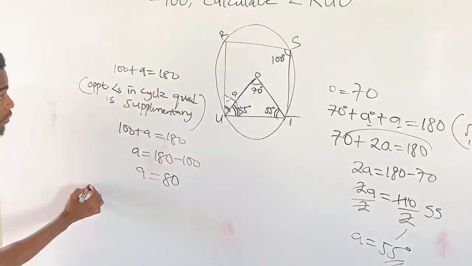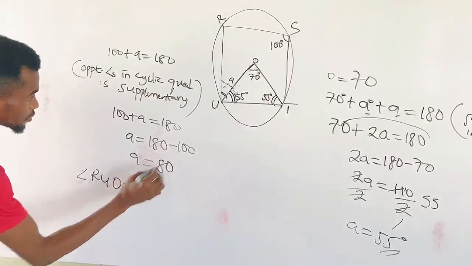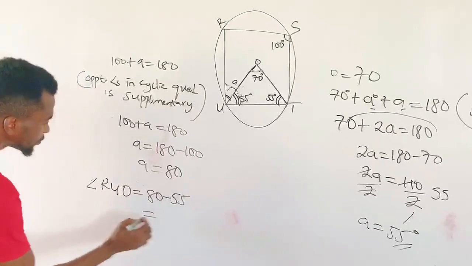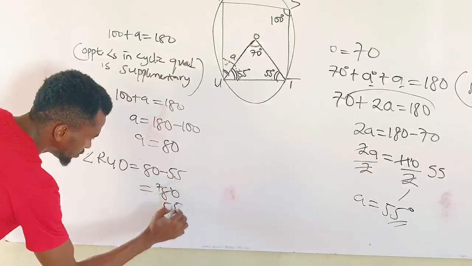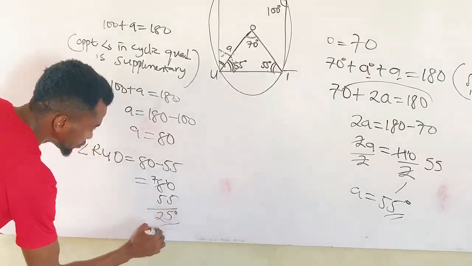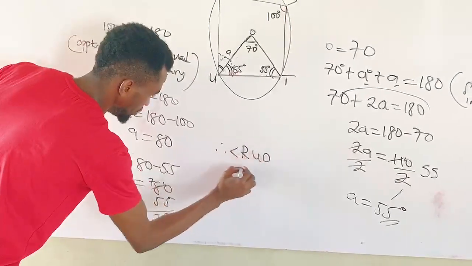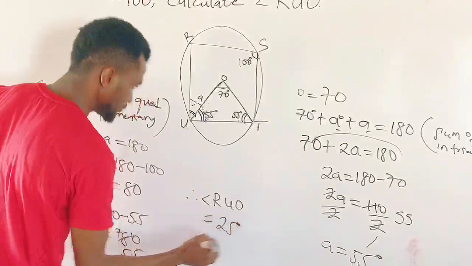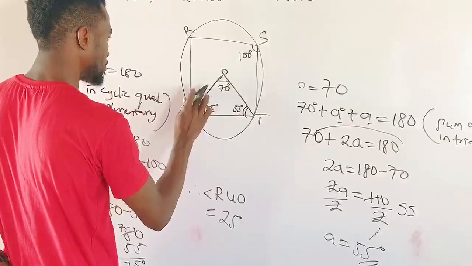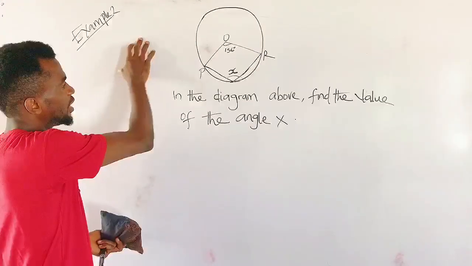So now angle RUO will be equal to what? 80 minus 55. Borrow 1 from the 8, it becomes 7, and this is 15. 15 minus 5 is 10, and 7 minus 5 is 2. So therefore, angle RUO is equal to 25 degrees. So this place that we are asked to look for is 25 degrees.